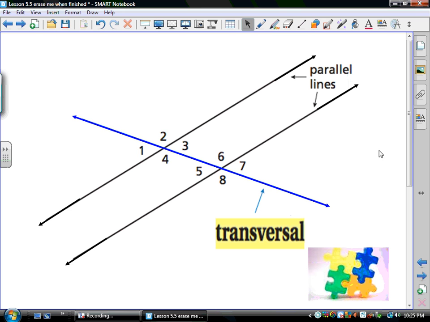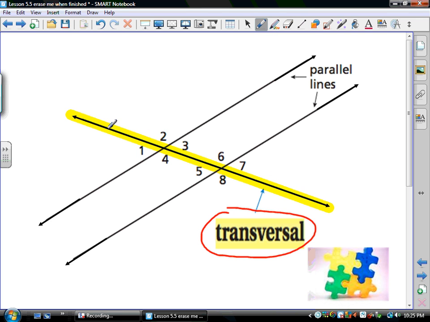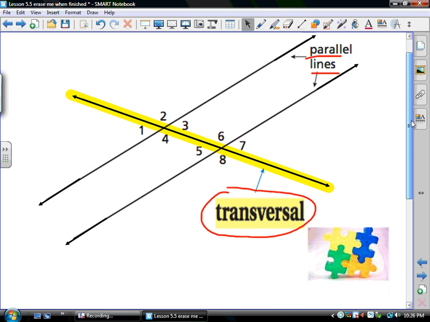All right, take a look at our picture, guys. We have a set of parallel lines. Our blue line here, or I'm going to highlight in yellow, by definition, this, peeps, is a transversal. A transversal intersects, or cuts through, the parallel lines. That's going to be really important for you to understand, because whenever we have a transversal that cuts through parallel lines, the transversal and the parallel lines are going to form corresponding angles.